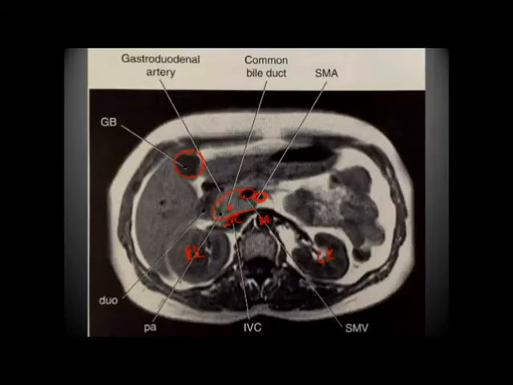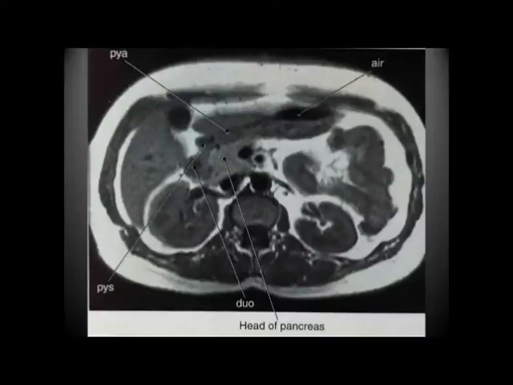But for the most part, we're just going to focus on the main organs, because things like this are a little more difficult to see in MRI versus CT, based on patient motion. Here we have the head of the pancreas. We have the duodenum. This could possibly be jejunum, right kidney, left kidney, descending aorta, inferior vena cava, gallbladder, liver.